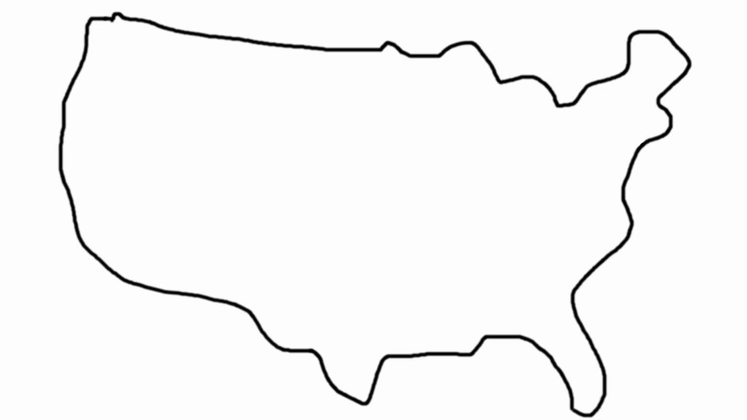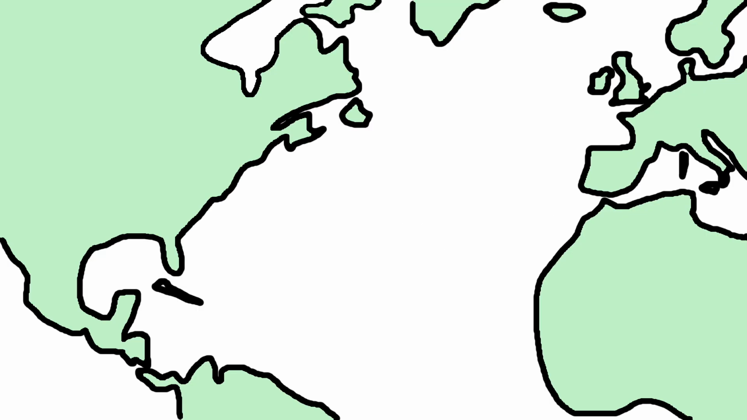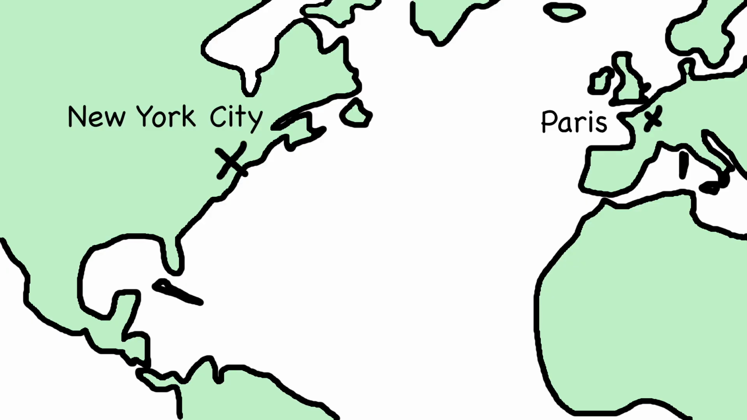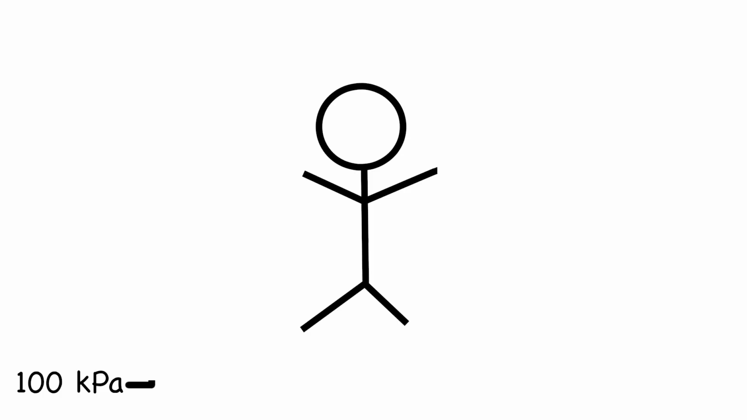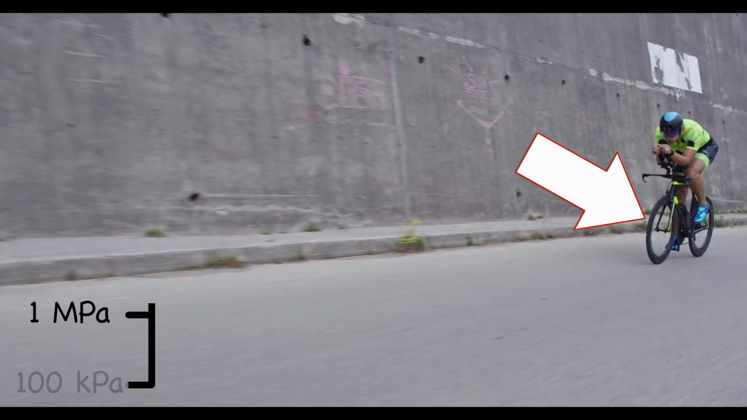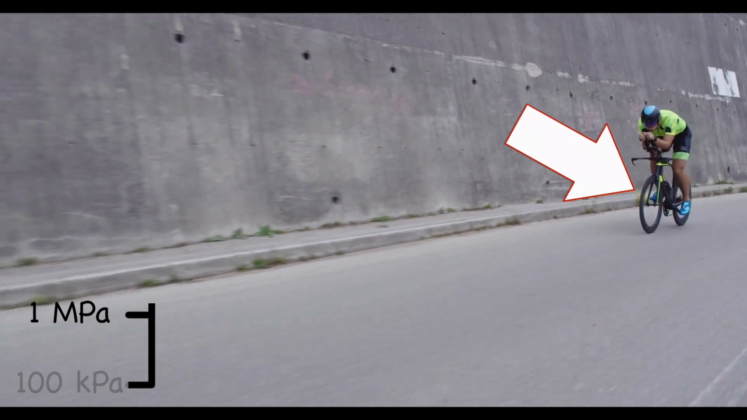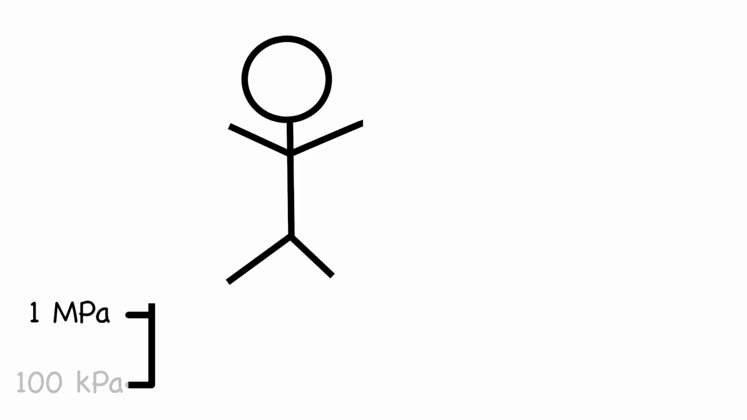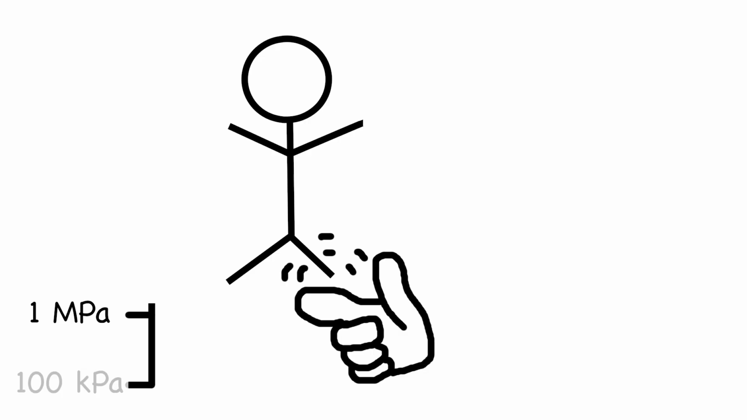1,000 miles is the distance between New York City and Miami. 4,000 miles is the distance between New York City and Paris. As far as pressure, 100 kilopascals is normal air pressure. 1,000 kilopascals or 1 megapascal is the pressure of a high-pressure road bike tire. It's also the pressure of a 120-pound person who steps on your thumb. For obvious reasons, we can't experience pressures much greater than this, and it's hard to see such pressures either.